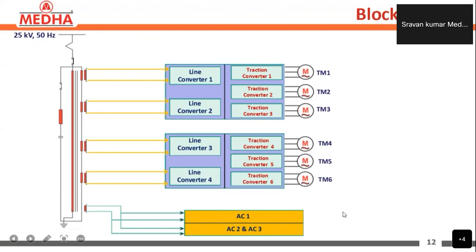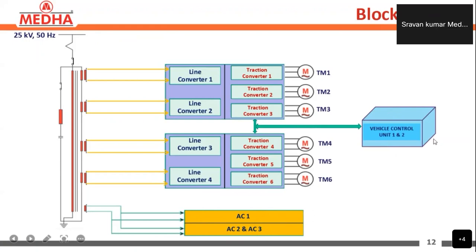These auxiliary converters are used for supplying the auxiliary load. After that, here we can see the vehicle control units, vehicle control unit 1 and vehicle control unit 2, in machine room 1 and machine room 2 under the SD pan. The function of the vehicle control unit is to communicate with each and every subassembly in the locomotive. Here we can see it has the communication with the line and traction converters, LTC1 and LTC2, and also with the auxiliary converters.